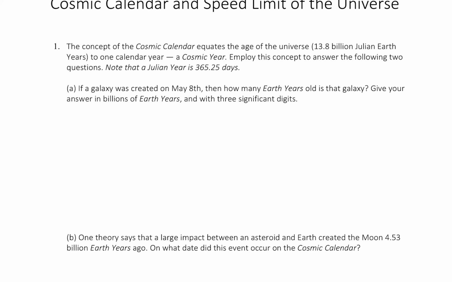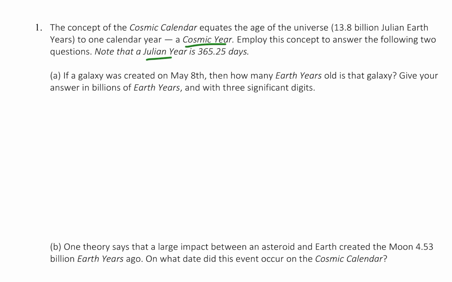So in question one, there's two parts, and both of them involve making a conversion from the cosmic calendar, which is measured in cosmic years, and the Julian calendar measured in Julian years, basically Earth years. Okay? So the idea is that we want to have a conversion. We want to have a way to say, this is how many seconds there are in the cosmic calendar that correspond to, say, an Earth year. So let's set that up.